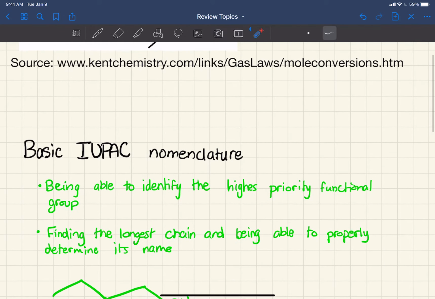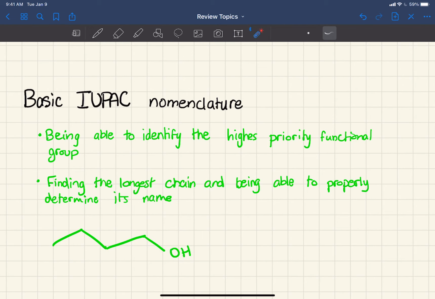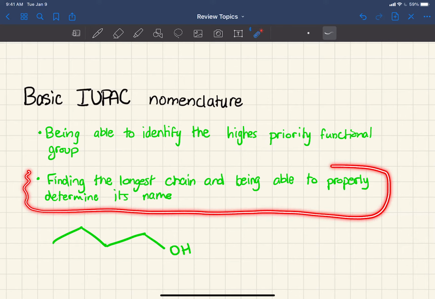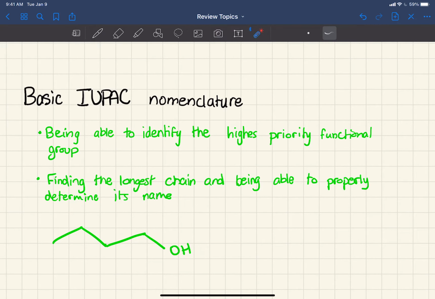So another really important one, I believe, is basic IUPAC nomenclature. So when we do get into organic chemistry, we will cover the basics of IUPAC nomenclature. But if you have done a little bit in high school, this will feel really basic. But just some basic things you should be able to know is how to identify some functional groups. And the functional groups that we will be covering will be clearly shown in class, the ones that you will have to identify. And kind of a general thing that you should know if you're dealing with IUPAC is how to find the longest chain and being able to properly determine its name.